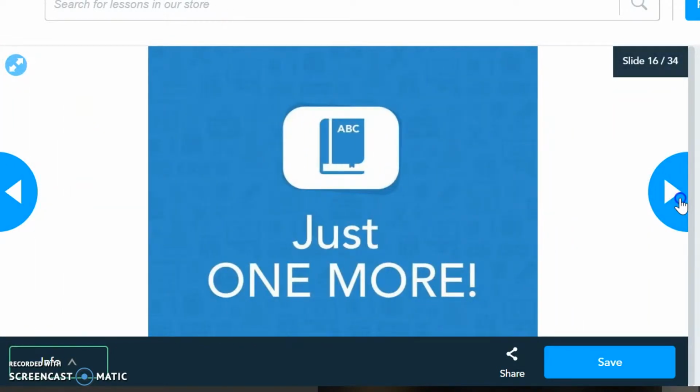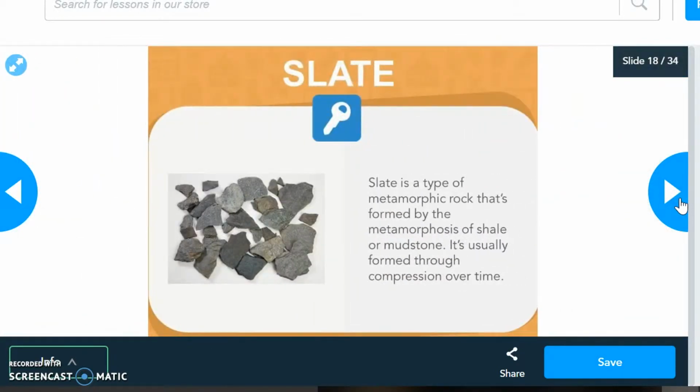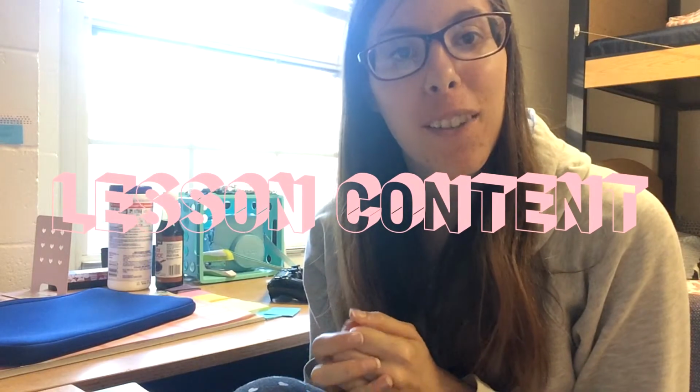And we have just one more. We have metamorphic rock. An example of that is slate, which is formed by the metamorphosis of shale or mudstone, and it's usually formed through compression over time. We have marble, which is formed when limestone is subjected to intense heat and pressure. So I think for these two, for the metamorphic rocks, they seem to be formed when one rock is subjected to heat or pressure.